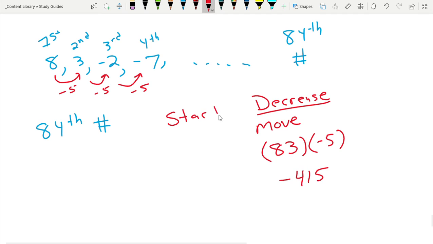Question is, well, where did we start? Well, we started at 8. So if you started at 8 and you decreased by 415, that means you equaled negative 407. And that would be your final resting point for the arithmetic sequence.